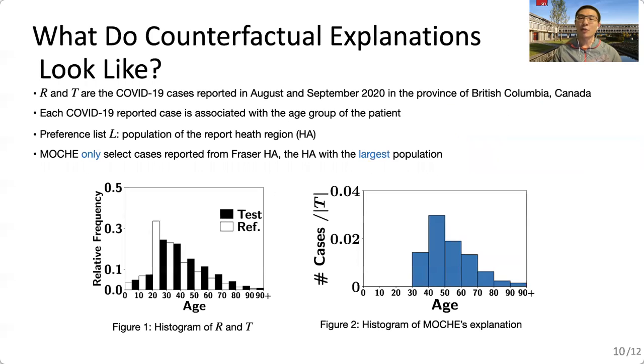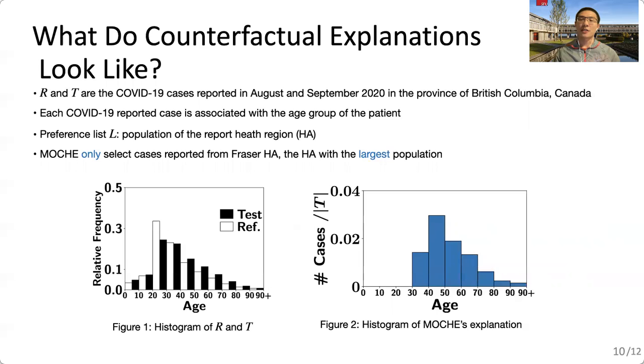Limited by time, we only show a case study in this video presentation. Please refer to our paper for more experimental results. In this case study, the COVID cases reported in August and September 2020 in the province of British Columbia are used as the reference set and the test set.